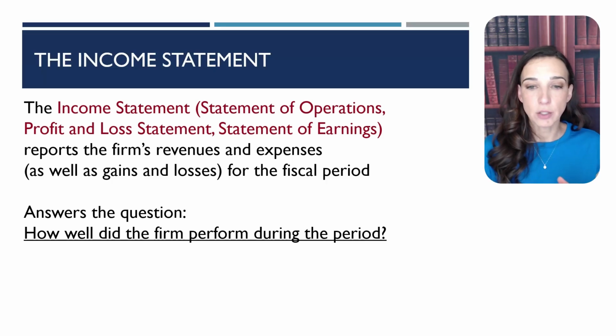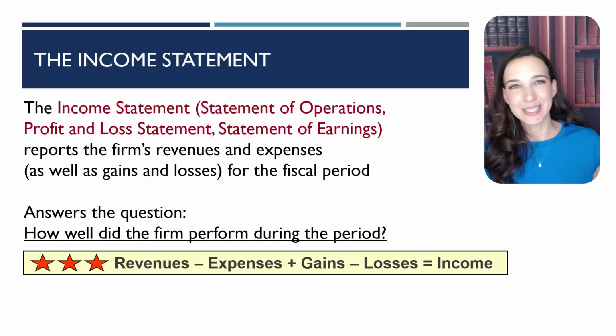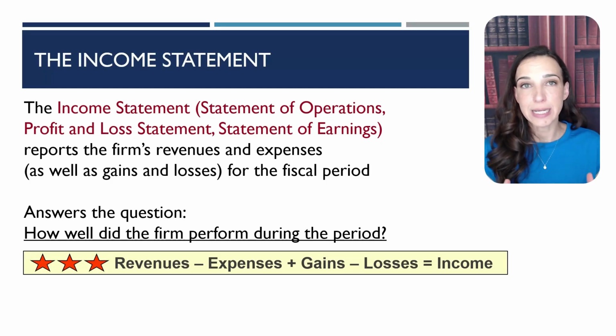The fundamental equation is that revenues minus expenses plus gains minus losses equals income. It doesn't quite have the same ring as the balance sheet equation, assets equal liabilities plus equity, but that essentially is what the income statement captures.